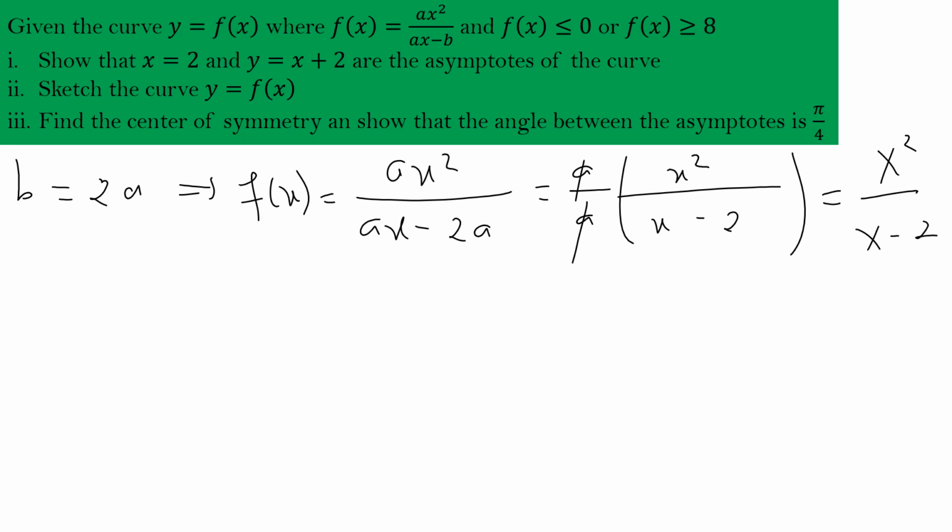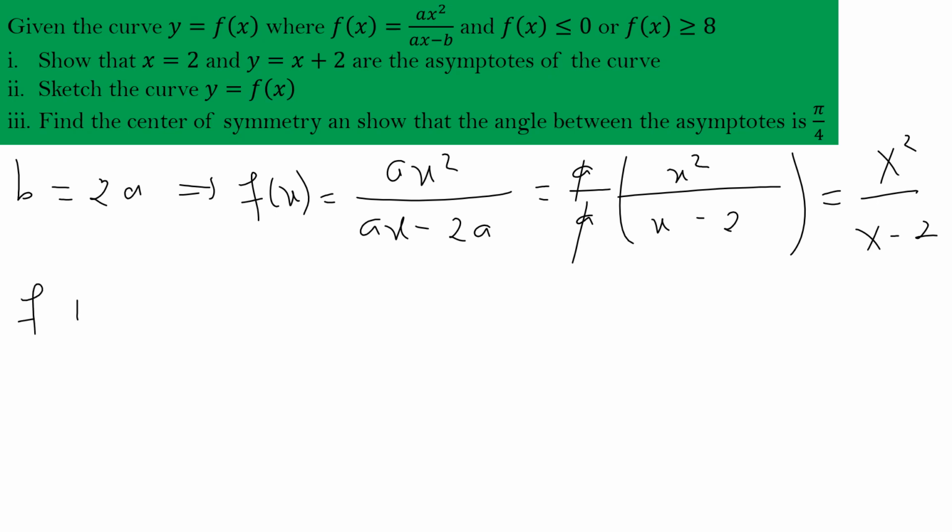Now, how do I get the domain? Let's begin with the domain. This function is a rational function, and for it to be defined, the denominator is not supposed to be 0, since the numerator is already defined. The domain of x squared is real numbers. So for this function to be defined, our denominator is not supposed to be 0.